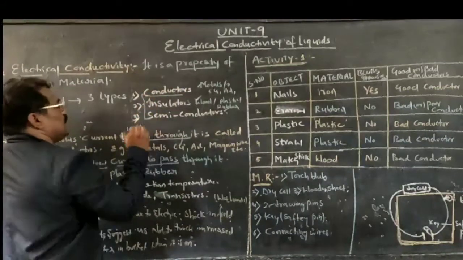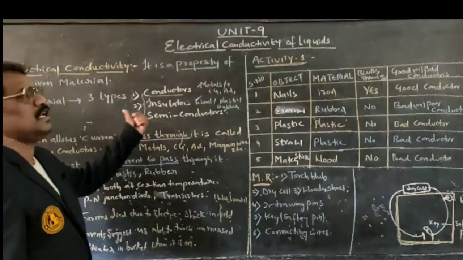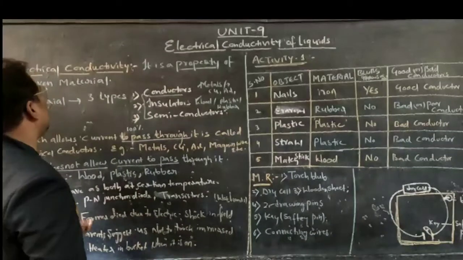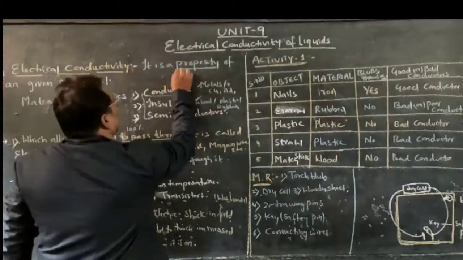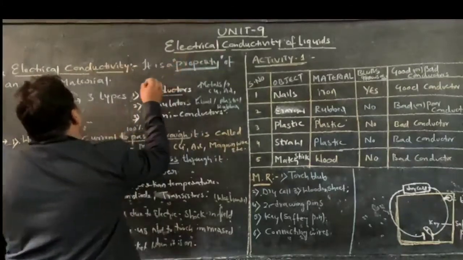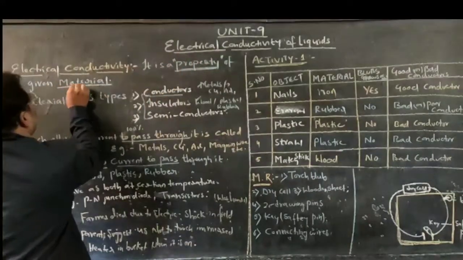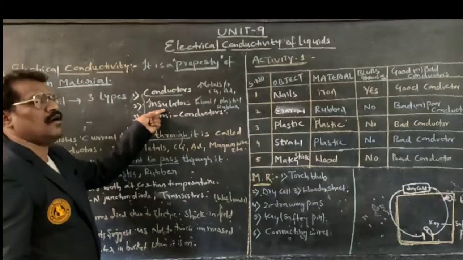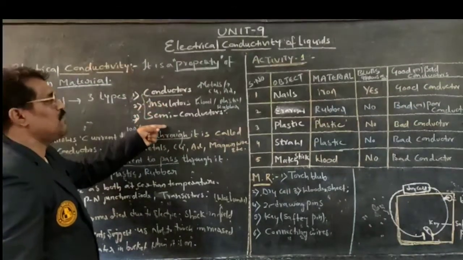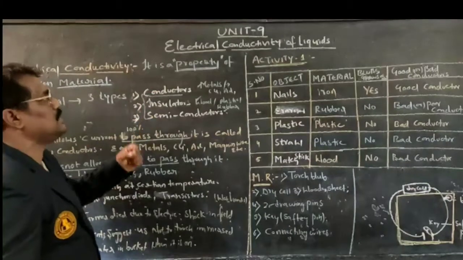These are the three types of materials through which electricity can be passed. But electrical conductivity is a property of a material. It is a property of a given material. Whether the material is a conductor, semiconductor or insulator, any one type of material can exist there.